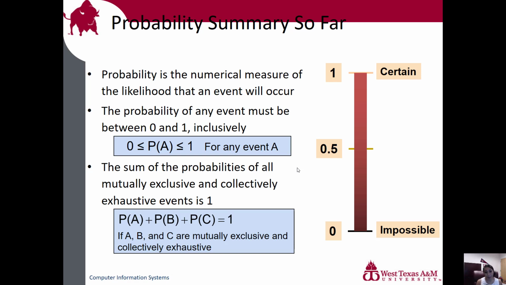The sum of all probabilities of all mutually exclusive and collectively exhaustive events is 1. So if you take the probability of A plus the probability of B and the probability of C, if those are mutually exclusive and collectively exhaustive, then that probability will be equal to 1.